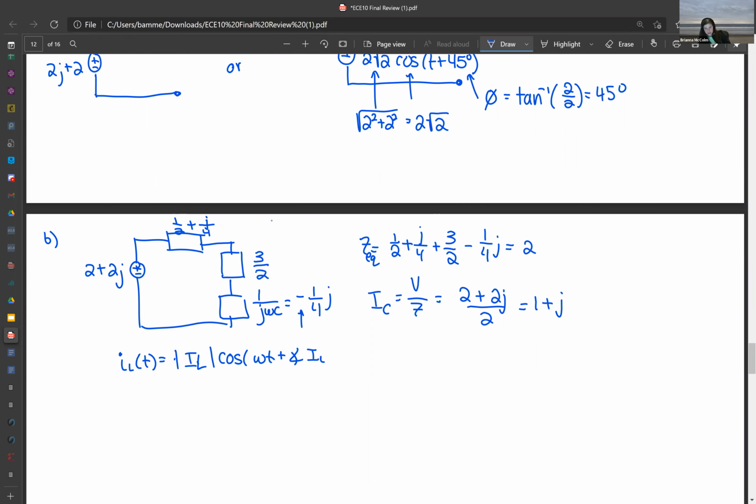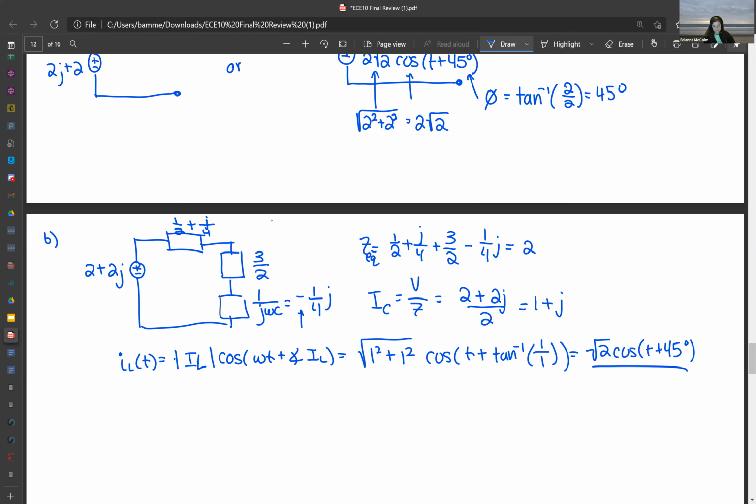Now this is the general conversion formula back to the time domain. So we're just taking the magnitude and the phase. So this would be our current in the time domain.